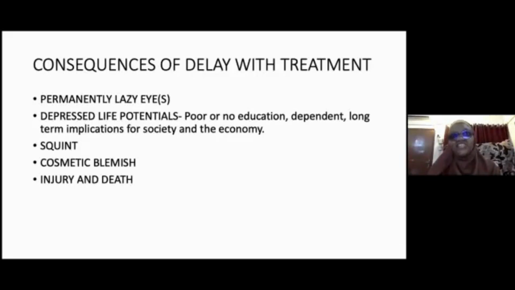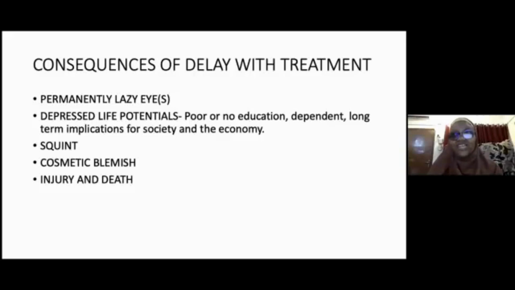And then injury and death. When children are bilaterally hampered, vision-wise, they can't properly gauge their environment. And so the chances are high that this child can meet with an accident. They can get knocked off the road. They can fall into ditches. And so oftentimes, a lot of children who are blind also meet with early mortality. They die early because of these factors.